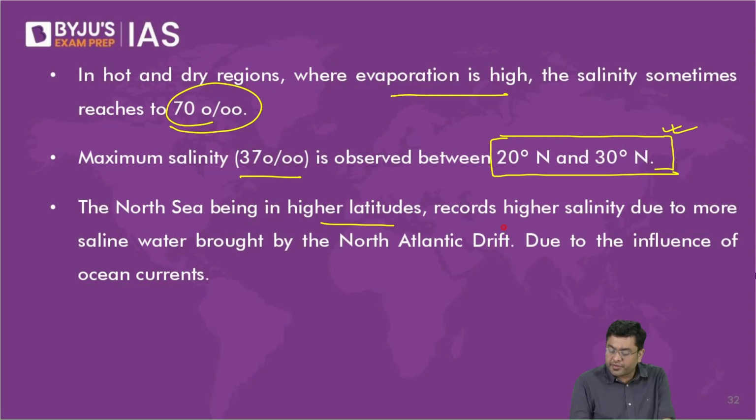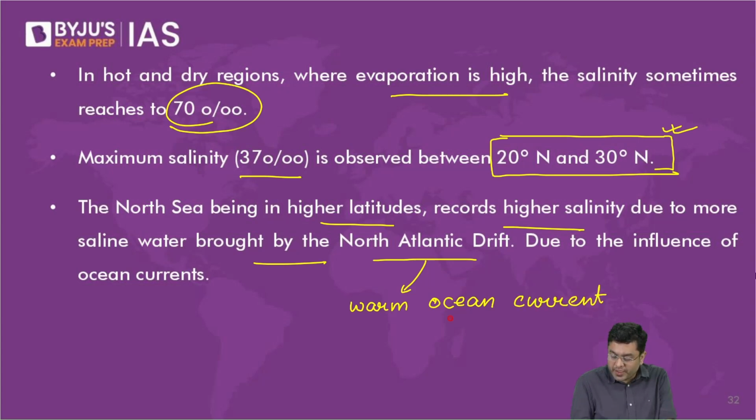North Sea, being in higher latitude, records higher salinity due to more saline water and warmer water brought by the warm ocean current. This is a warm ocean current.